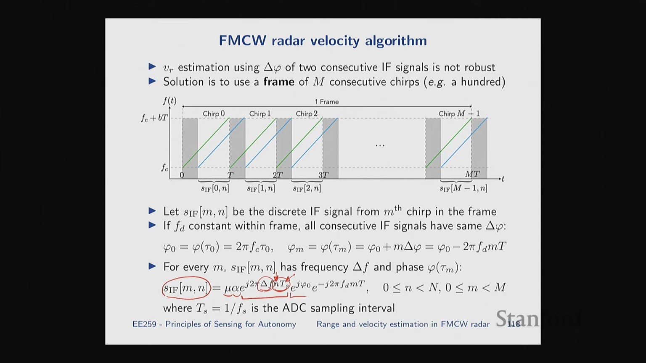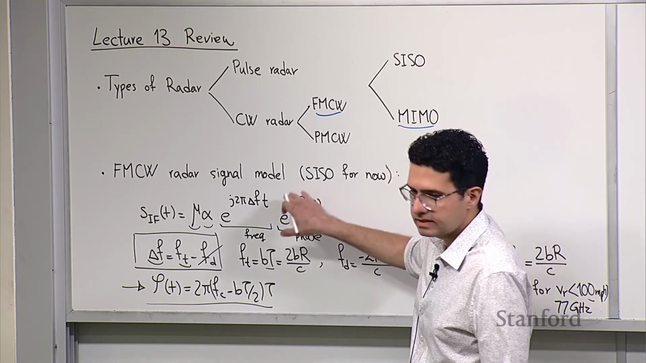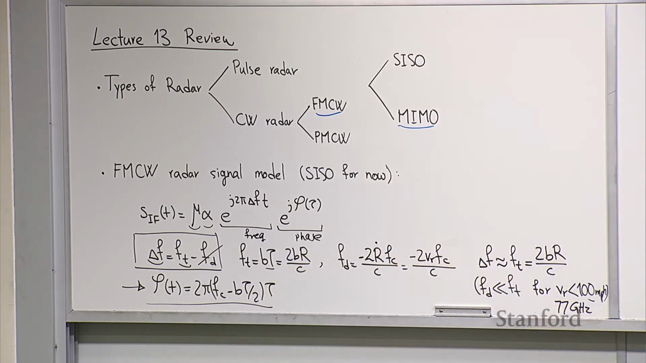And then you get e to the j phi 0, so that's the starting phase of the first chirp. And then this e to the minus j2 pi f Doppler mT, that is basically coming from here, which was phi 0 plus m delta phi. So again, this expression here is exactly what we had here. Same signal model, right? We have just expanded what phi would be for chirps that are inside a frame. That's all we had done.